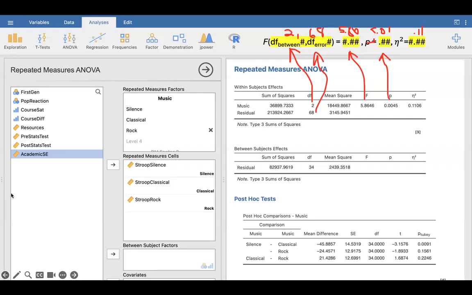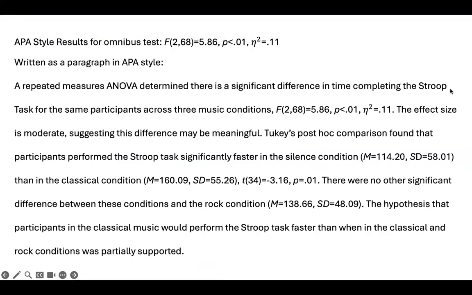Now the way that we would write about that is we want to, again, make it a paragraph format. So you see, I wrote this out ahead of time, and just like other videos and the way I wrote it out in class, I like to start with the name of the test. So repeated measures ANOVA, and determine there's a significant difference. And this is talking about the omnibus results. So we're saying overall, there's a significant difference in time completing the Stroop task, which is the dependent variable. But it's for the same participants across 3 music conditions.